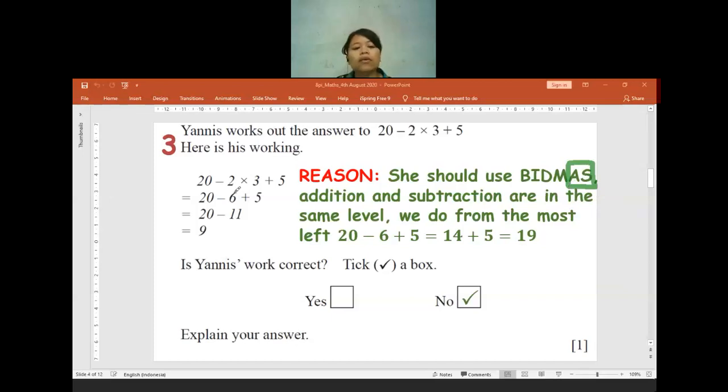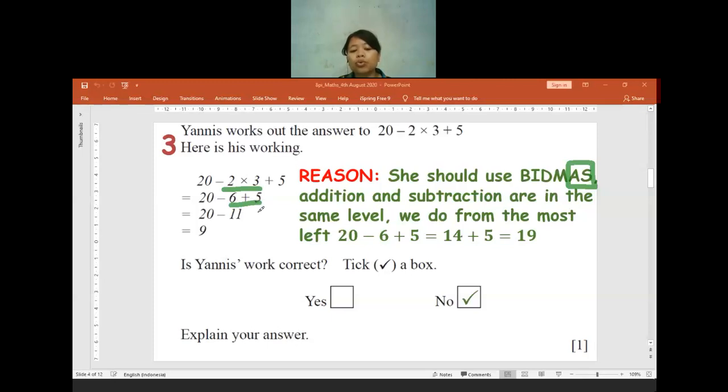Now, for the first step that she made, she already multiplied 2 times 3. That is already correct. She did the 2 times 3 first. And then now when she has 20 minus 6 plus 5, she did the addition first. This is the mistake that she made.